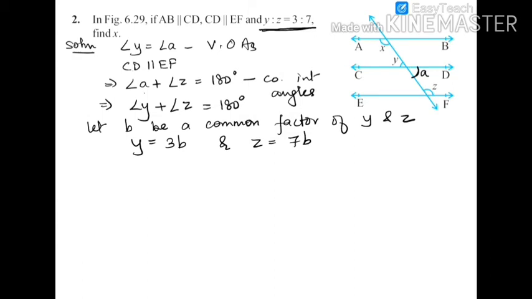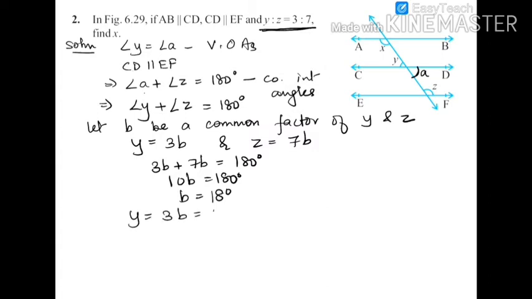Now substituting these values of y and z in this equation, we get 3b plus 7b equal to 180 degrees, which is 10b equal to 180 degrees, or b is equal to 18 degrees. Now we can find the value of y, that is 3 times b, that is equal to 3 into 18, which is equal to 54 degrees.